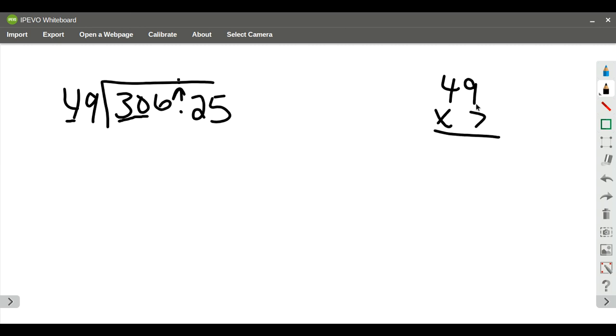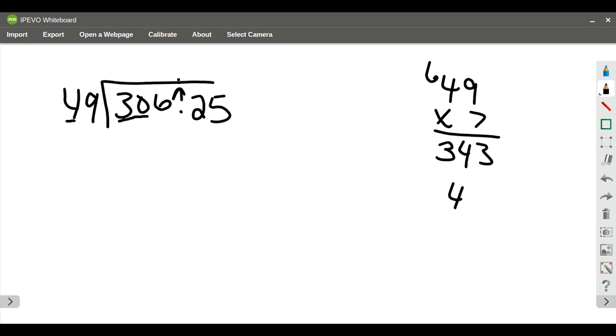So 7 times 9 is going to be 63. I'm going to put down the 3, regroup the 6. 7 times 4 is 28, plus 6 is 34, so it's going to be 343. That's too big, so I need to go down a math fact.